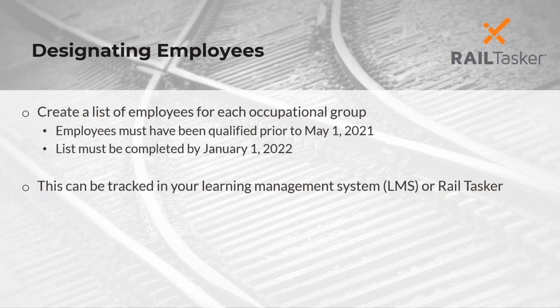I know that the association has an Excel template to help you if you use their templates, and I'll show you. And for our customers, we customized your job categories based on your operations. I'll give you an example of what that can look like. And if you're using a learning management system, you certainly can do this to track who is grandfathered in your LMS, and Railtasker does this as well.